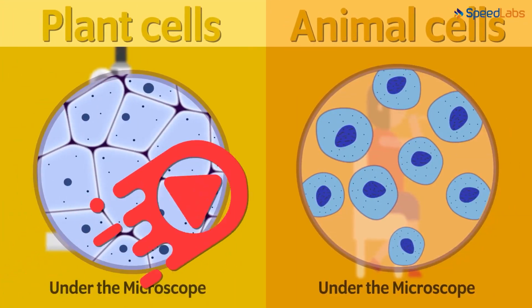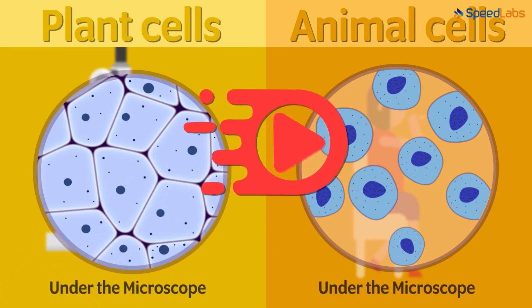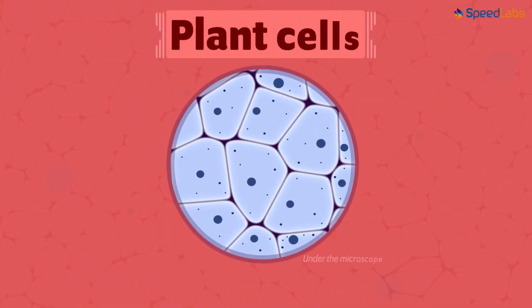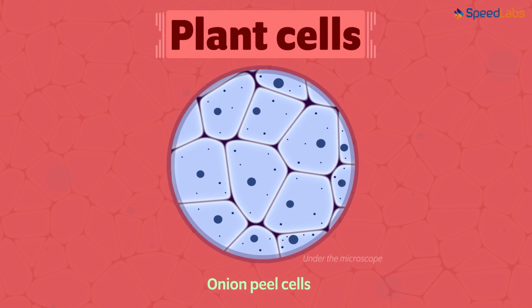This is where we left off in the previous video. We mounted plant cells and animal cells on slides to observe them under the microscope. Let's study them in general in this video. For our convenience, let's select just one, say the onion peel cells, to understand the structure and the contents of the cell.